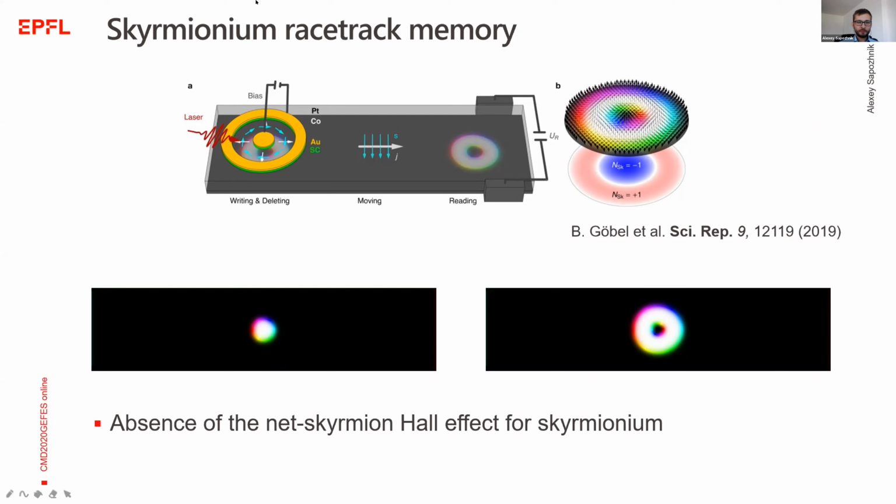Ultrafast Lorentz TEM is an ideal tool for observing this process, since one can combine laser light for exciting skyrmionium and Lorentz transmission electron microscopy for imaging the resulting magnetic structure. An advantage of using a skyrmionium for racetrack memory is that it doesn't have a skyrmion Hall effect, so it's not pushed to the side of the racetrack as it is in the case of a skyrmion.